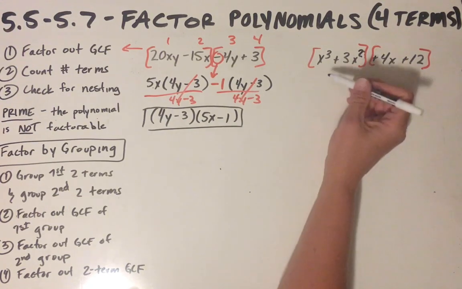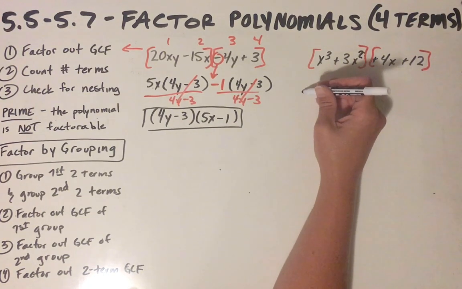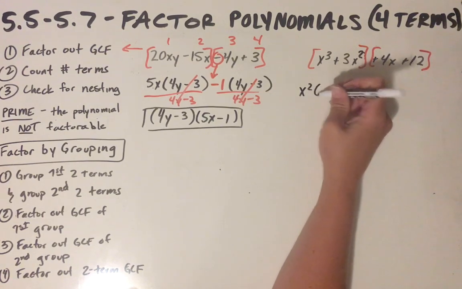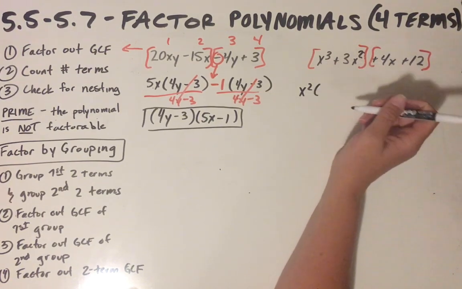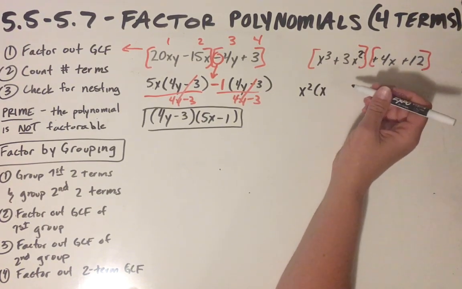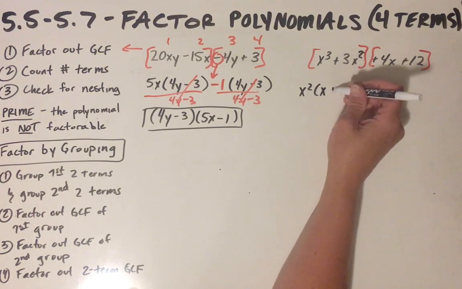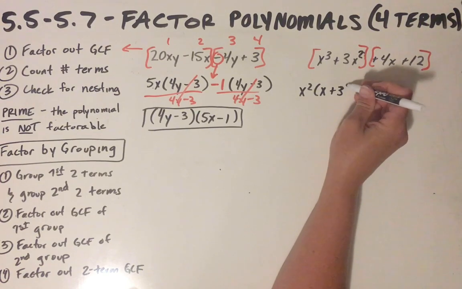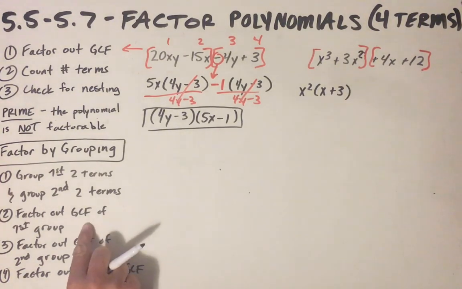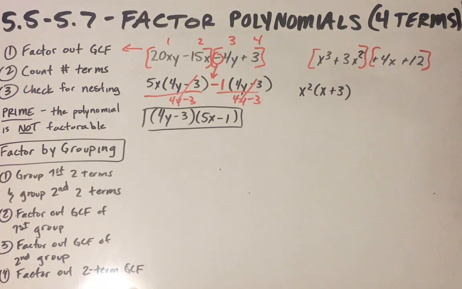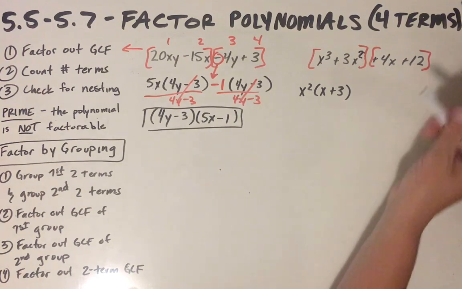When I'm looking at x cubed and 3x squared, what they have in common is x squared. When I divide x cubed by x squared, I have an x left. When I divide 3x squared by x squared, I just get 3. Okay, so I factored out the GCF of the first group. Now I'm going to factor out the GCF of the second group.